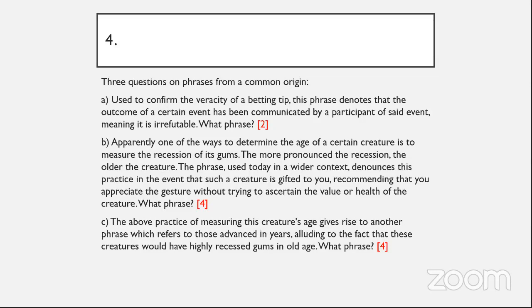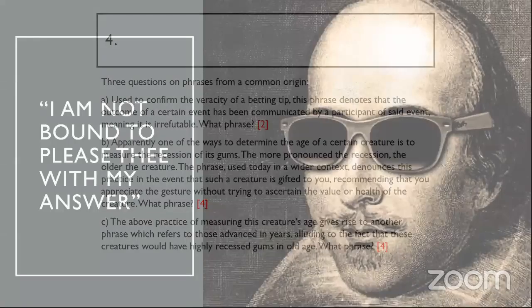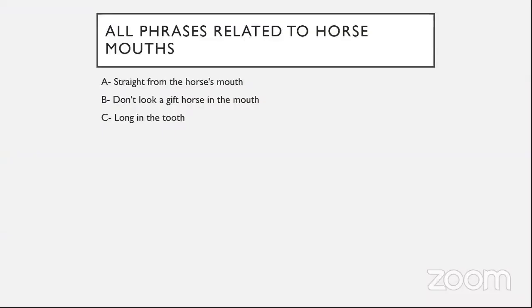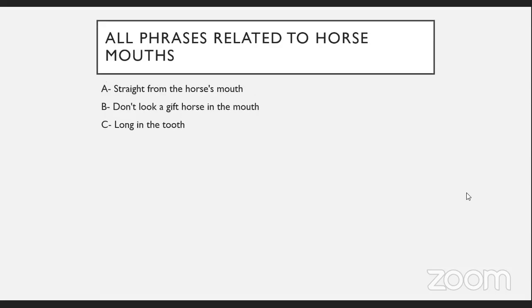Yeah, okay. 1 and 2 are as they said, and the third is "long in the tooth." That is the full complete answer. So when you have receded gums, your teeth look longer, which is why you get "long in the tooth." So: straight from the horse's mouth, don't look a gift horse in the mouth, and the third one was long in the tooth. So that is 6 points to team 5 and full 10 points to team 1.